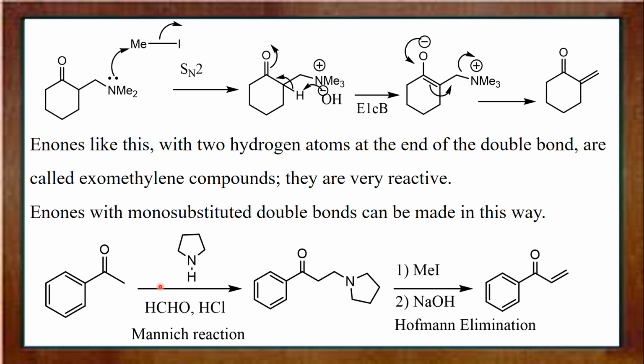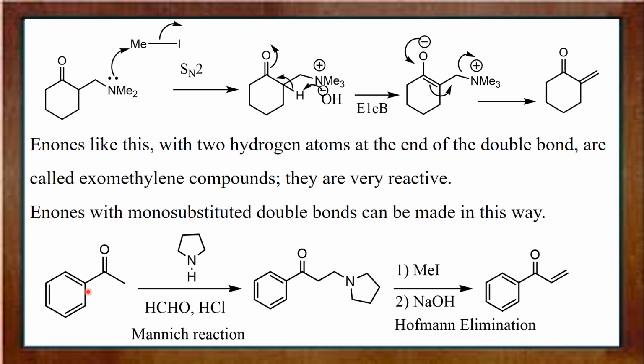So here I have given another example for the Mannich reaction, and this is a ketone, and we take a secondary amine, pyrrolidine, with formaldehyde and a catalytic quantity of hydrogen chloride. So the secondary amine with formaldehyde in the presence of acid will generate an iminium ion. That is the first part of the reaction. And in the second part, the ketone undergoes enolization with acid.